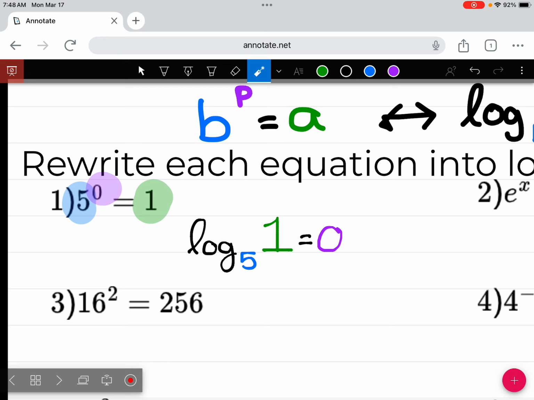So look at our next one. We have e to the x equals y. Switch this around in the long form. See what we can do.